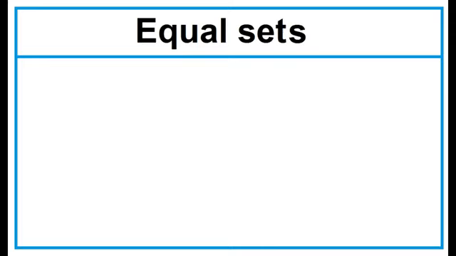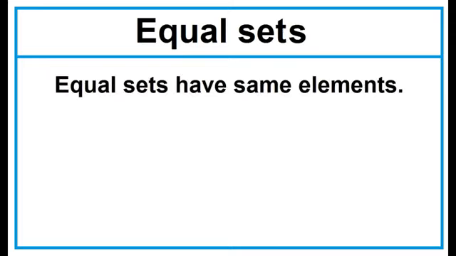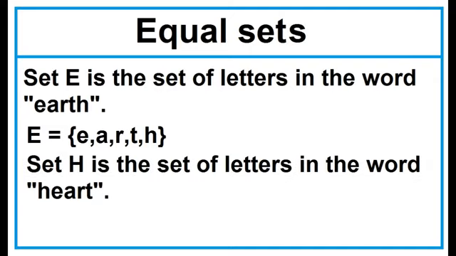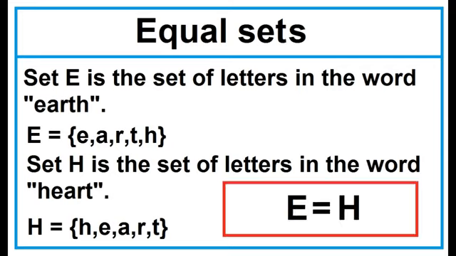Equal sets. Two sets are equal if they have the same elements. Example, set E is a set of letters in the word earth. The elements of set E are E, A, R, T, H. Set H is the set of letters in the word heart. The elements of set H are H, E, A, R, T. Set E and set H have the same elements. They are equal sets. Set E equals set H.